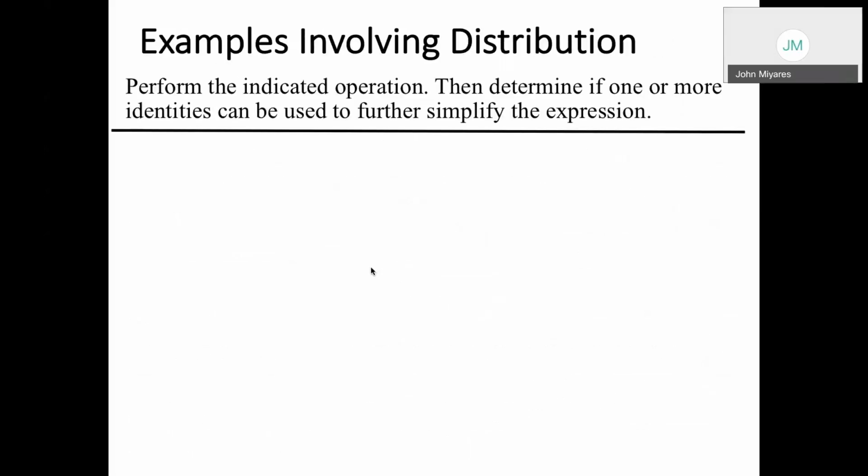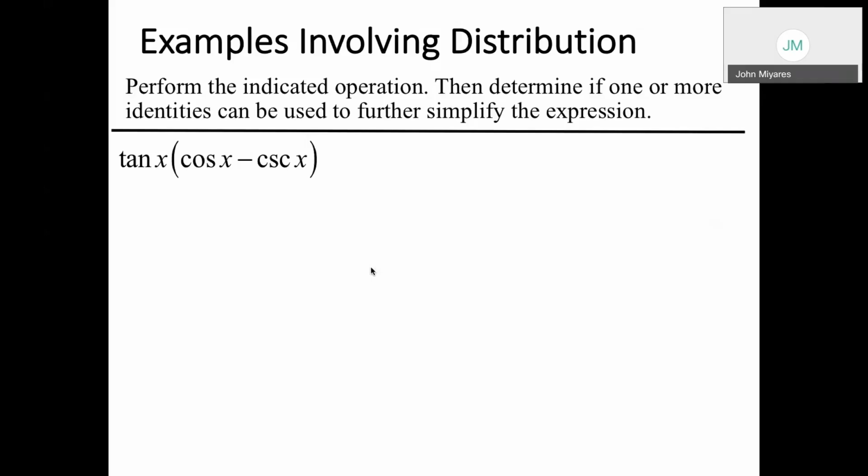These all involve working with trigonometric functions and the distributive property. You're to perform the indicated operation, then determine if one or more identities can be used to further simplify the expression. Our first example is here, where I'm taking the tangent of x and multiplying that by the cosine of x minus the cosecant of x.